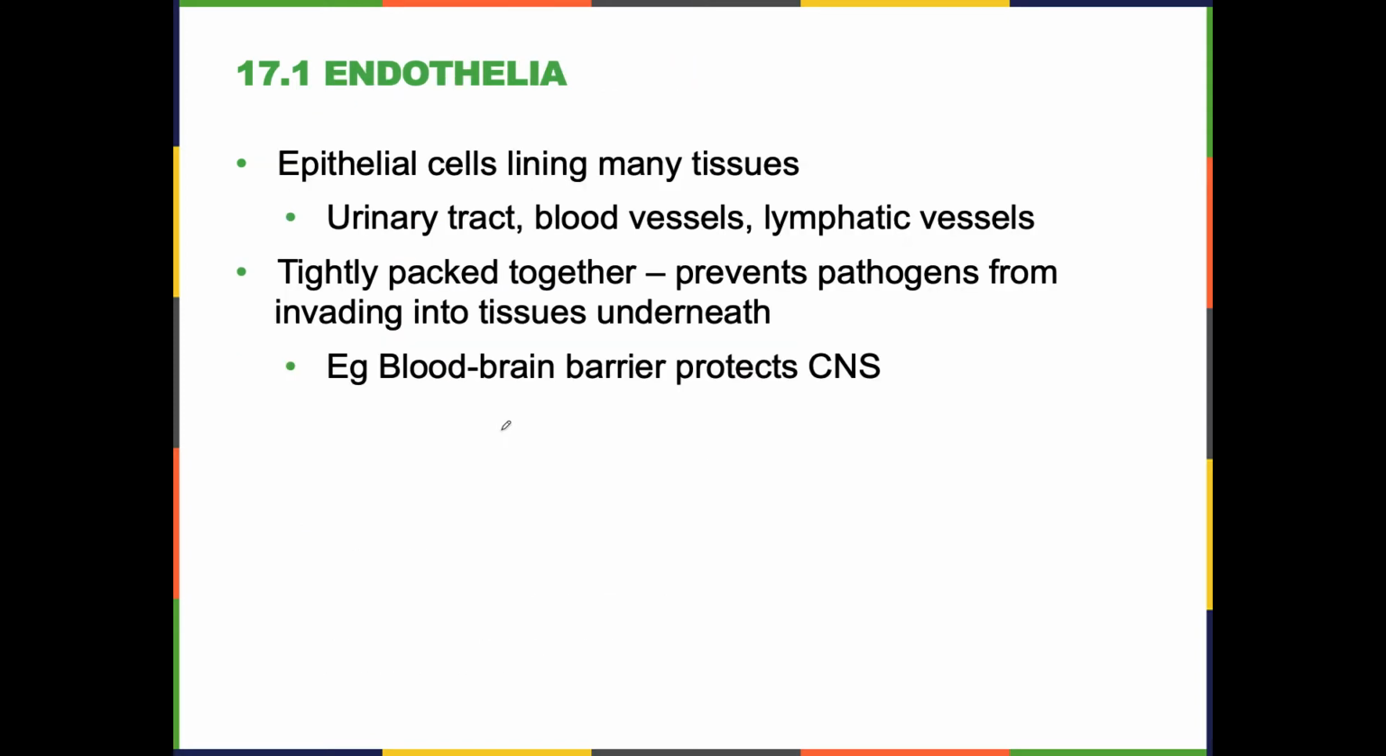And finally, the last physical barrier we'll talk about is the endothelia. And these are the cells that line many tissues, right? So if pathogens are able to get access to the internal parts, all our organs, all the good stuff are still wrapped in tissues, and these are called the endothelia, right? Think of it like the skin for your organs, right? So all your organs, your urinary tract, your blood vessels, all of these things have this coating, very tightly packed together, and it prevents pathogens from invading into tissues, right?